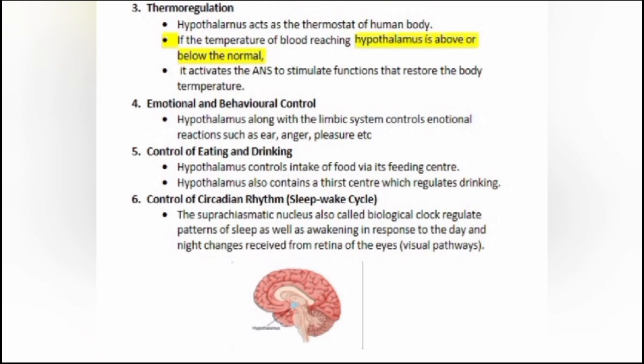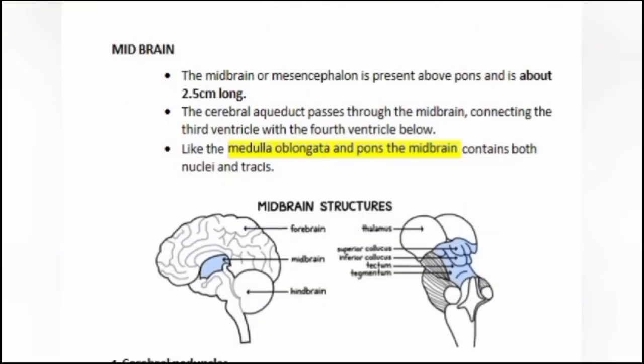Next, it is the center for the sleep-wake cycle. When you want to sleep you can sleep, and when you want to wake up you can wake up. This sleep-wake cycle is controlled by the hypothalamus. So next is midbrain.